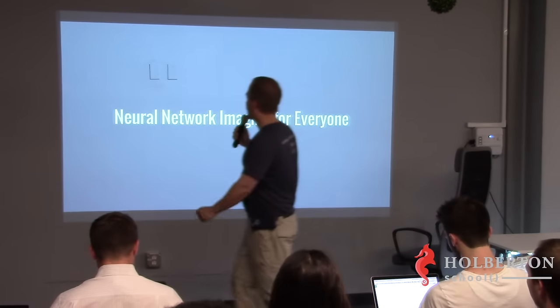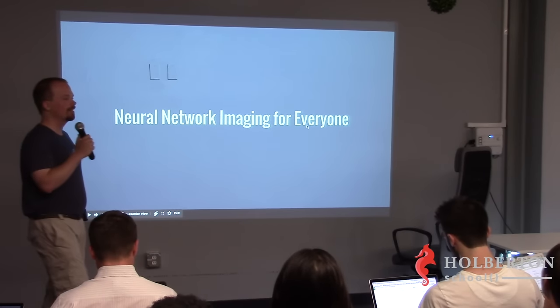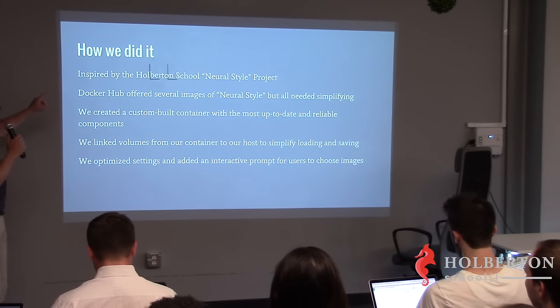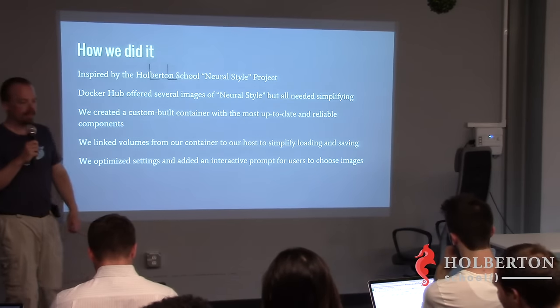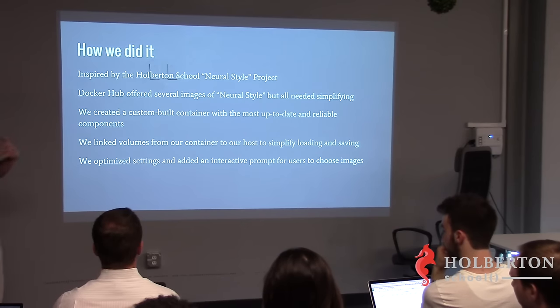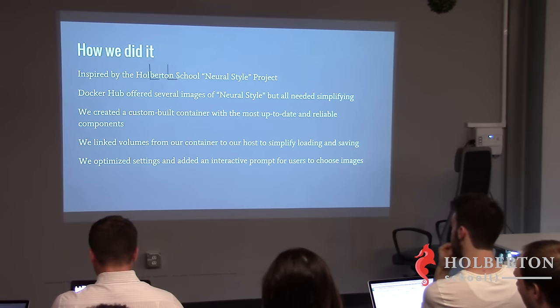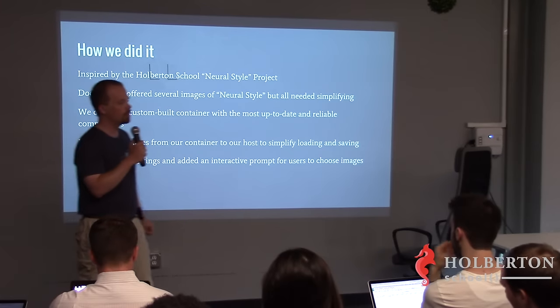We are neural network imaging for everybody. This was inspired by the Holberton School Neural Style Project. For those of you that don't know it, it is a quick process to put photographs into a system and combine them using neural networks. It's really cool. You get some interesting results. But it's a little complicated. We looked through Docker Hub and saw a lot of images of neural style, but all of them needed simplifying. So that's what we decided to do.